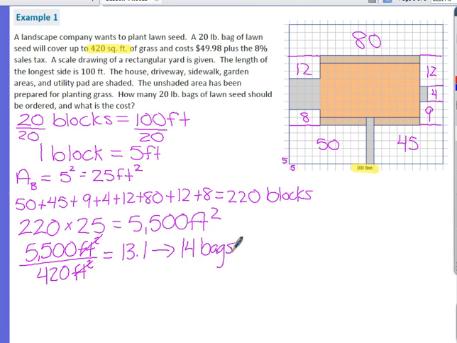Now that I know the number of bags I need to purchase, I need to figure out the cost. So if I look at my cost per bag, it's $49.98 plus an 8% sales tax. So first, let's figure out just the main cost of it. So we're going to take $49.98 and multiply it by 14. And that gives me a cost of $699.72. And then I need to figure out the sales tax.